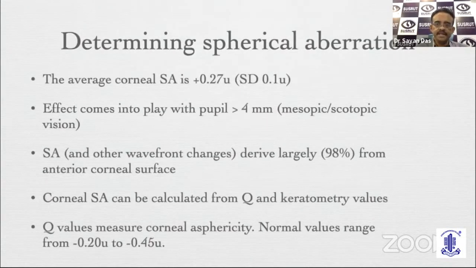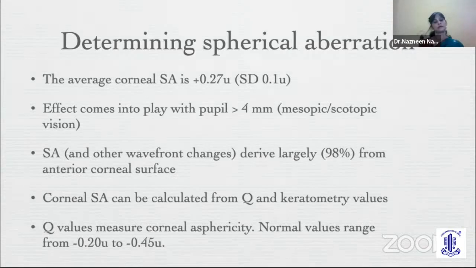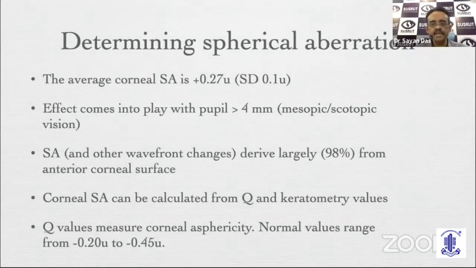Determining spherical aberration and correcting for spherical aberration is a bit complicated. We know that the average corneal spherical aberration, or SA as it is called, is plus 0.27 microns with a standard deviation quite large, 0.1 micron. And the effect comes into play when the pupil is a little big, more than 4 millimeter, that is in the mesopic or scotopic situation.